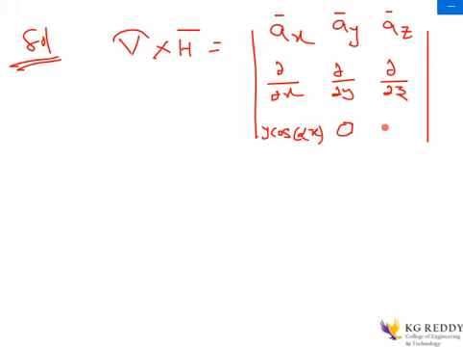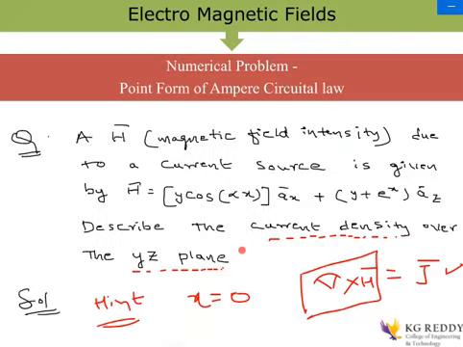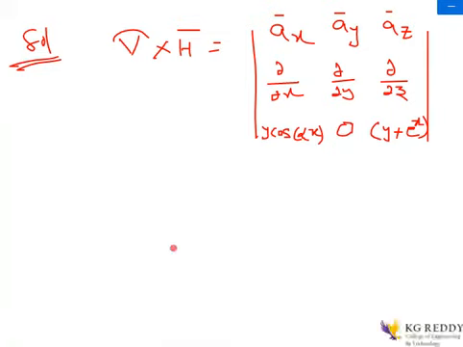In the same way for az, it is given as y plus e power x. You can see from the question that y plus e power x is the component of az bar. Now you need to find the determinant of this, then you can get the current density.